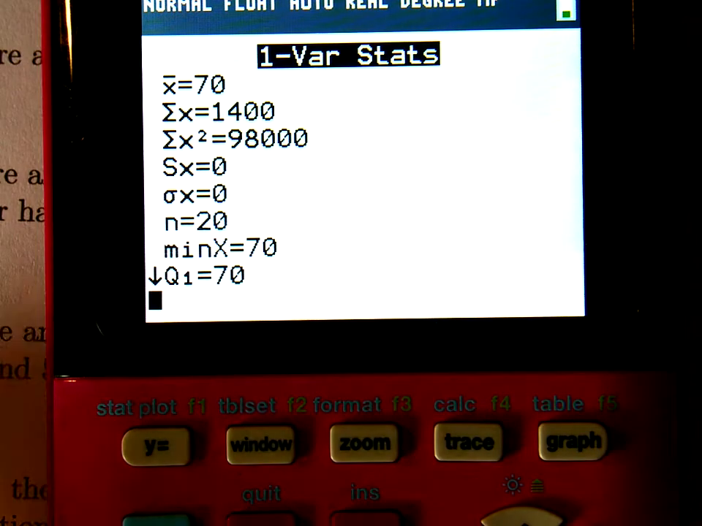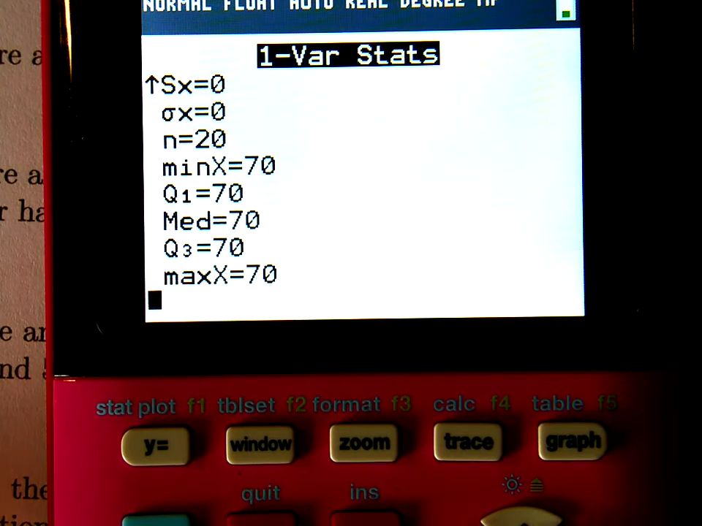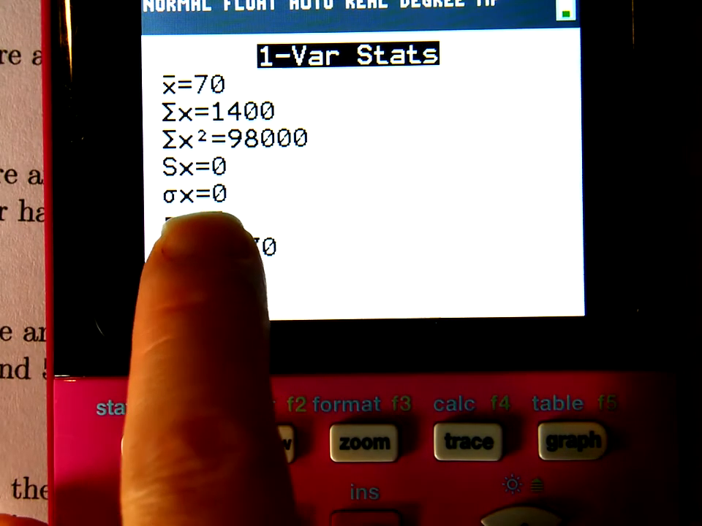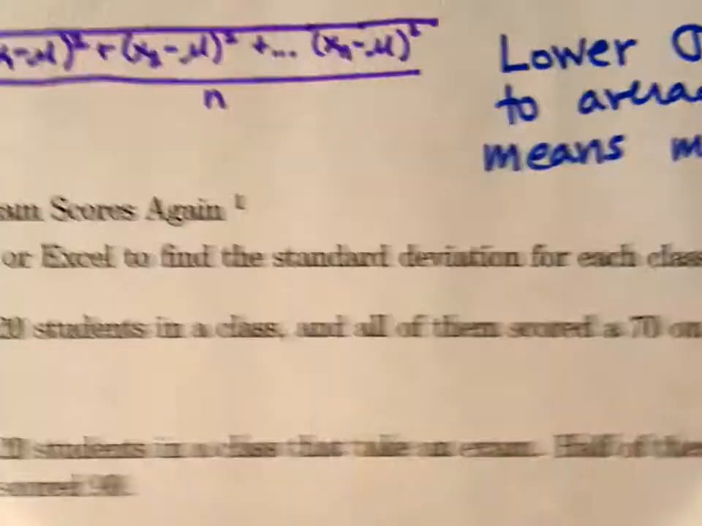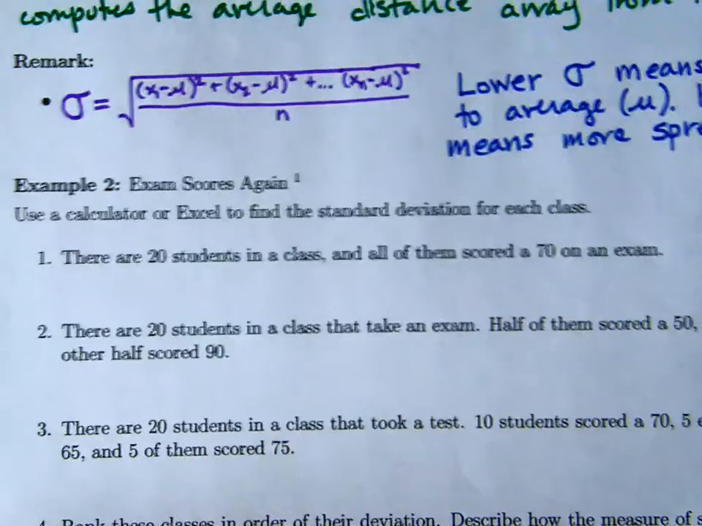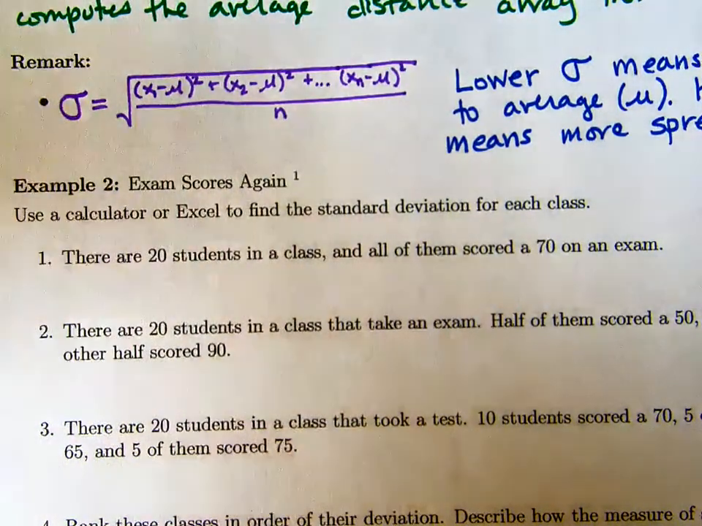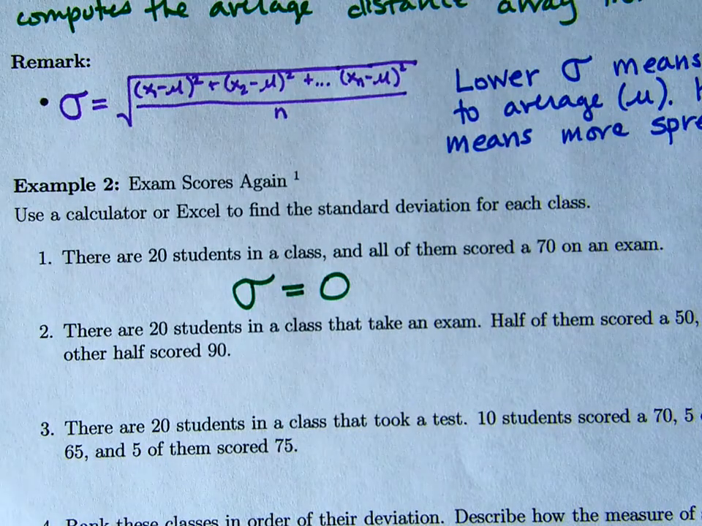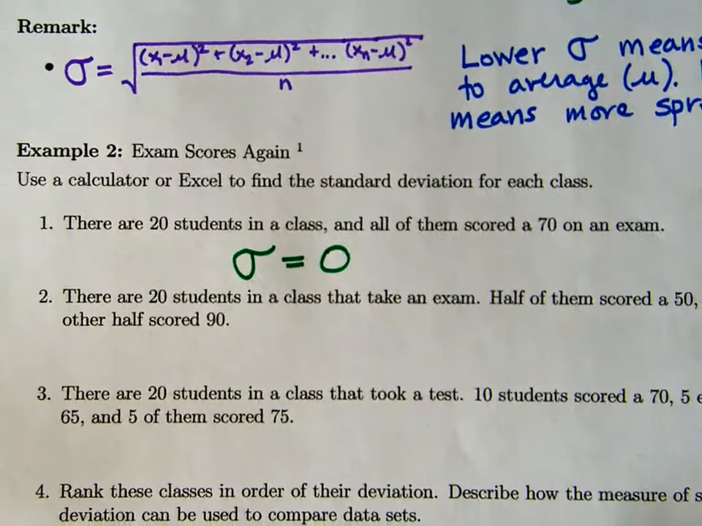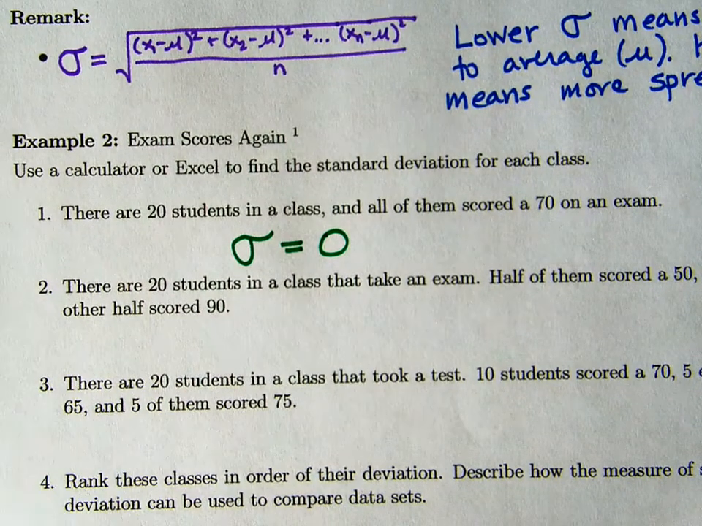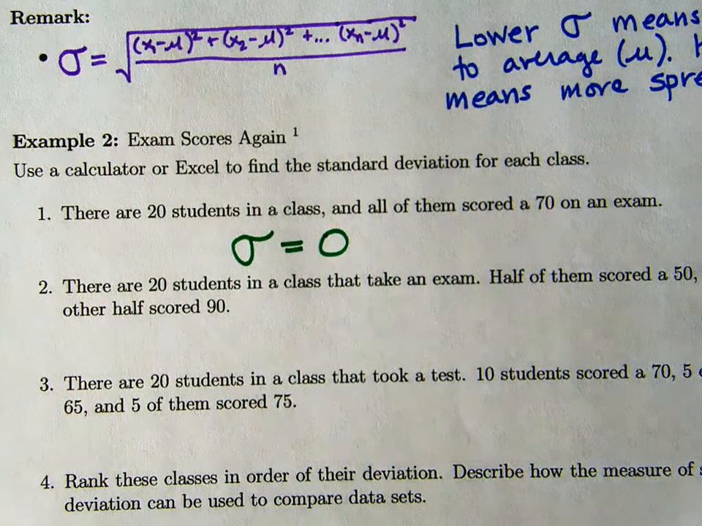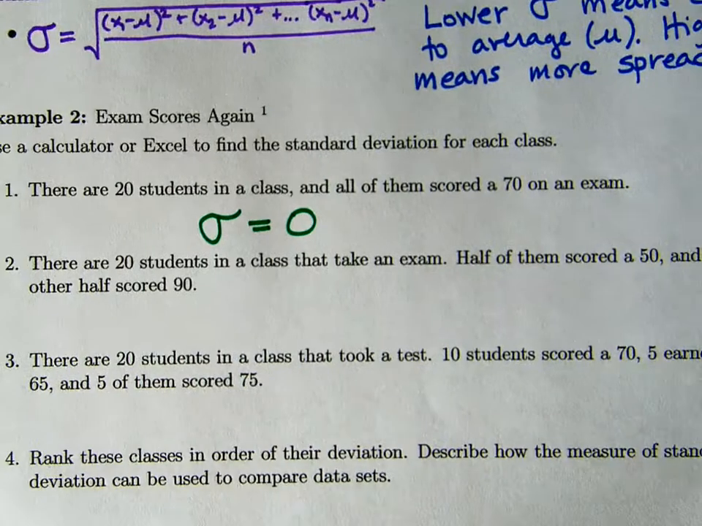It also is going to give us, if we scroll down, the minimum, the maximum, so we could have computed the range and the median and whatnot. But nonetheless, I'm really interested in the fact that it said that the standard deviation is 0. 20 students, all of them scored a 70. That means that the standard deviation was 0. They did not deviate. There was 0 deviation in the scores. Got it. The average distance to the mean was 0.